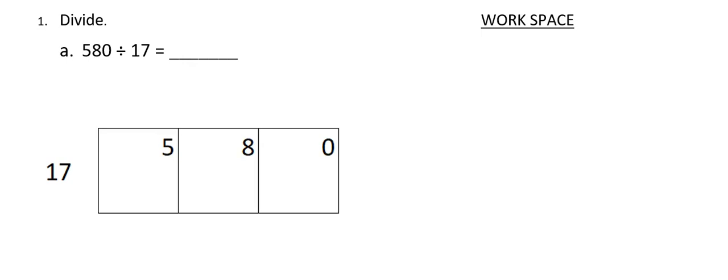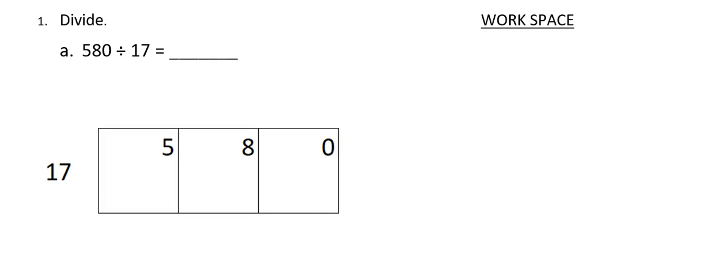This tutorial is for 5th grade, Module 2, Lesson 22. In this lesson, we're going to estimate our divisors to help us do division involving two-digit divisors that are not multiples of 10. The first problem is 580 divided by 17.